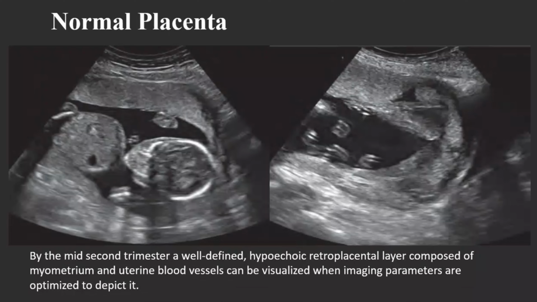By the mid second trimester, a well-defined hypoechoic retroplacental layer, which is composed of myometrium and the uterine blood vessels, can be visualized when imaging parameters are optimized to depict it. Here we can see a longitudinal image which shows a hypoechoic region behind the placenta, the retroplacental space, corresponding to the myometrium and the blood vessels.